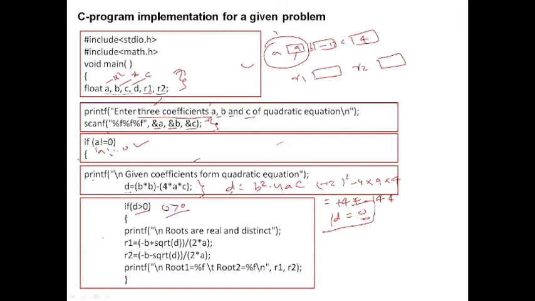So this condition is not satisfied. Then what happens? This particular if block will not be executed. This will be skipped. Okay, so next what happens? It will go to this next else block here.